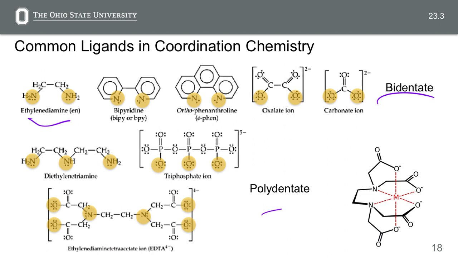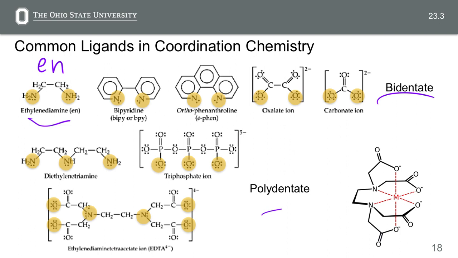Notice the abbreviation here. It's in parentheses, real small, EN. You'll see this molecule show up in your homework, so be familiar with this abbreviation. It stands for ethylene diamine. And you'll notice that these two nitrogens are highlighted in yellow. Both of those nitrogens will bond to a central metal atom at the same time.